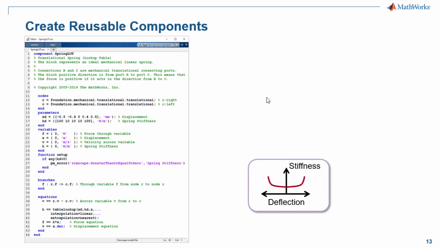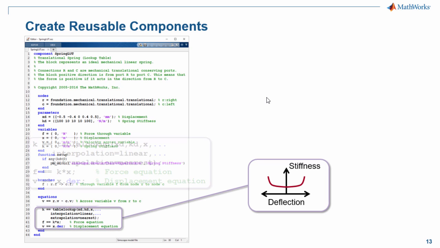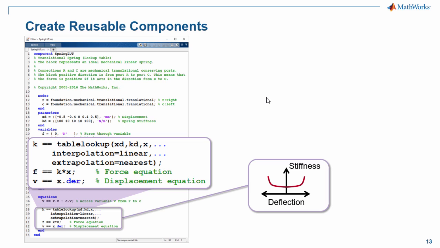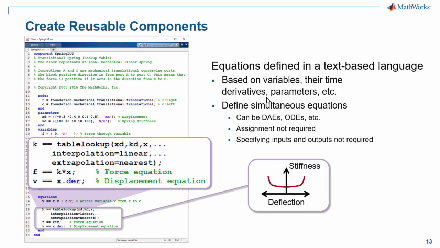We wanted to make sure that our spring had a nonlinear stiffness based on its deflection. Here is the Simscape language source code that defines that. There are some important aspects about the equation section. The equations that you see here are based on variables, their time derivatives, parameters, and other quantities. The key difference is that these are simultaneous equations. All of the equations that you see here will be evaluated simultaneously, not sequentially or one after the other, as you are used to in MATLAB.